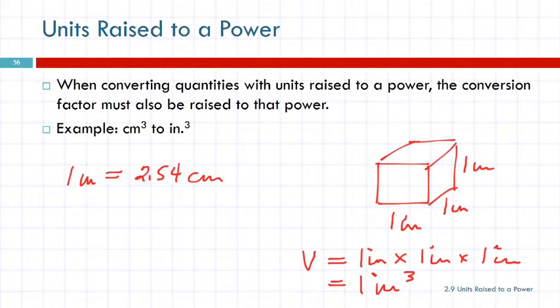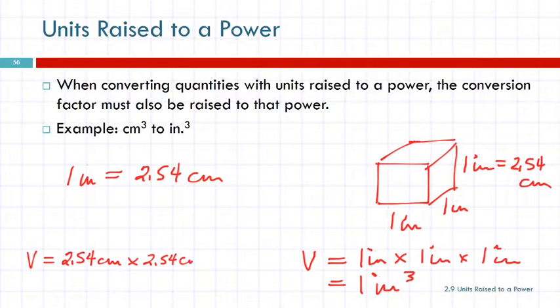Well, this side that's 1 inch is the same as 2.54 centimeters. So if I was going to measure this block in centimeters and calculate its volume, the volume would be 2.54 centimeters times 2.54 centimeters times 2.54 centimeters. So does that equal 2.54 cubic centimeters? No. Because it's 2.54 times 2.54 times 2.54.